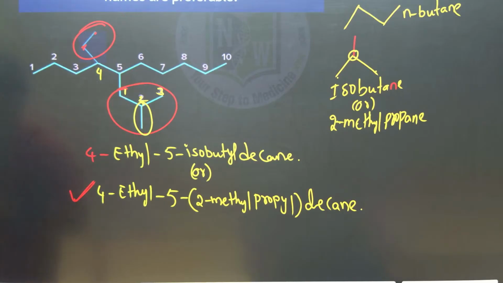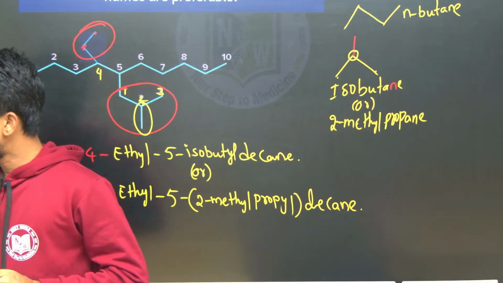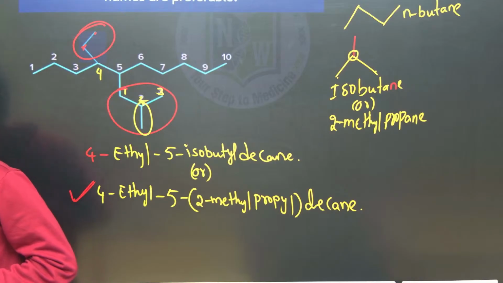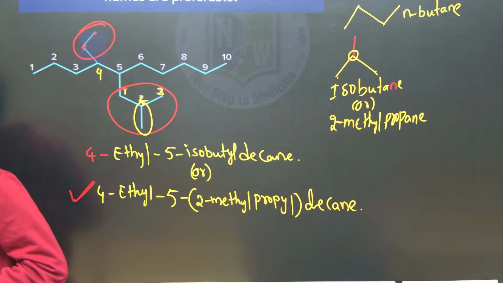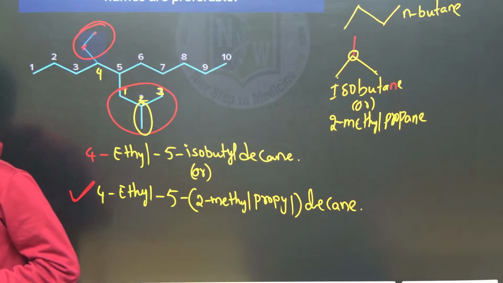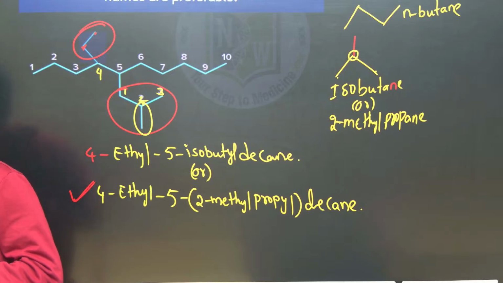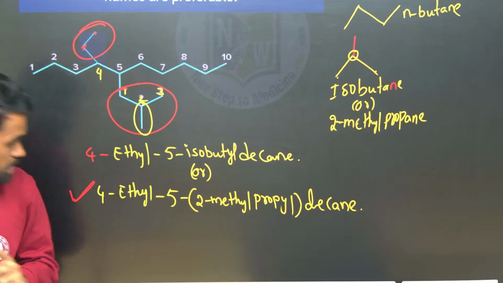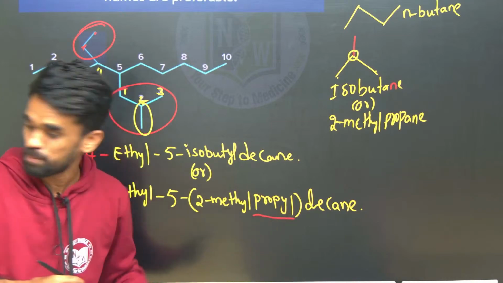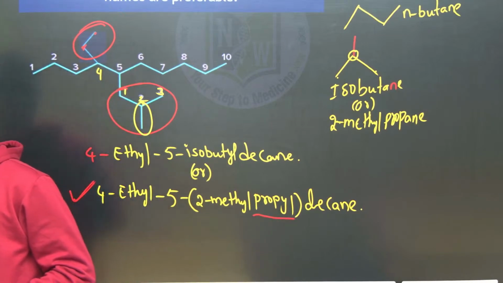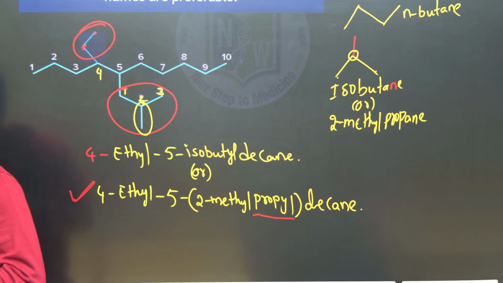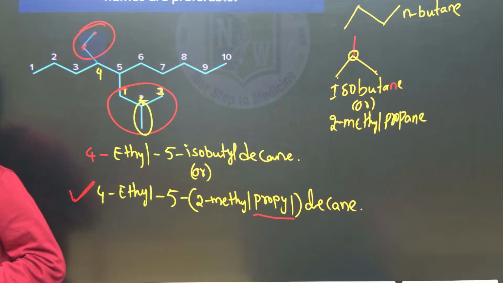Yeah, Kalyan, the way you tried it is correct, but you missed one substituent here. See, 4-ethyl, 5-methyl, open the bracket, 2-methyl. Then next, after 2-methyl, you have skipped this propyl. So you need to add propyl into the name of that compound, whatever you have written in the comment box.